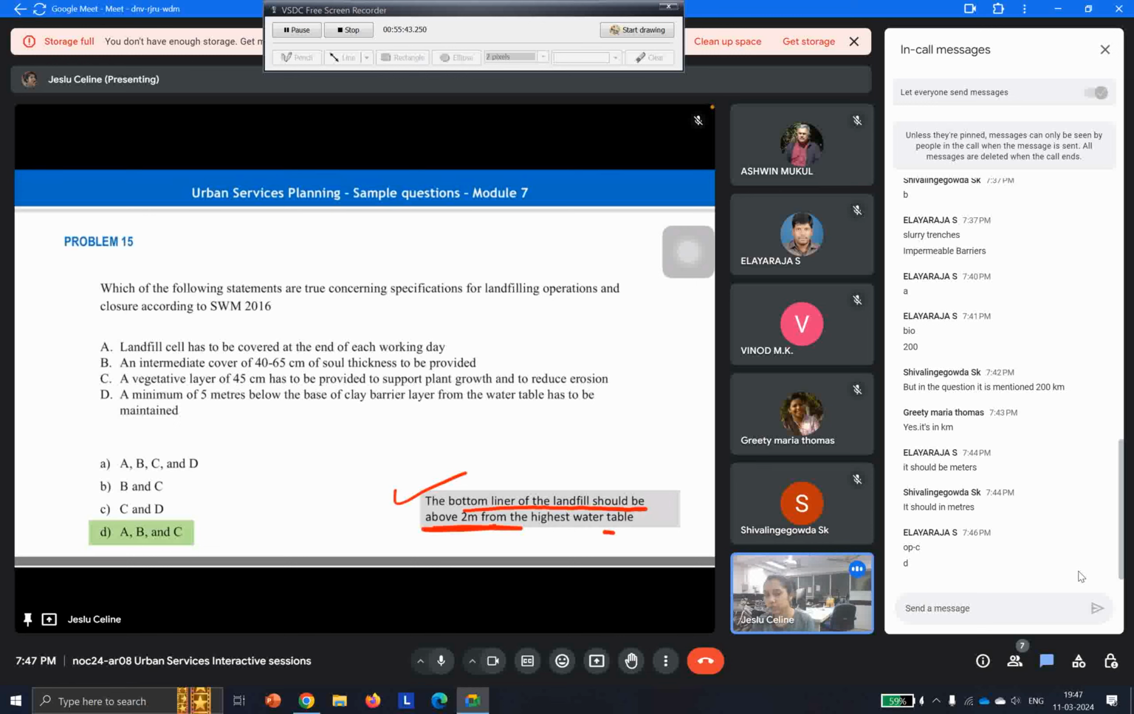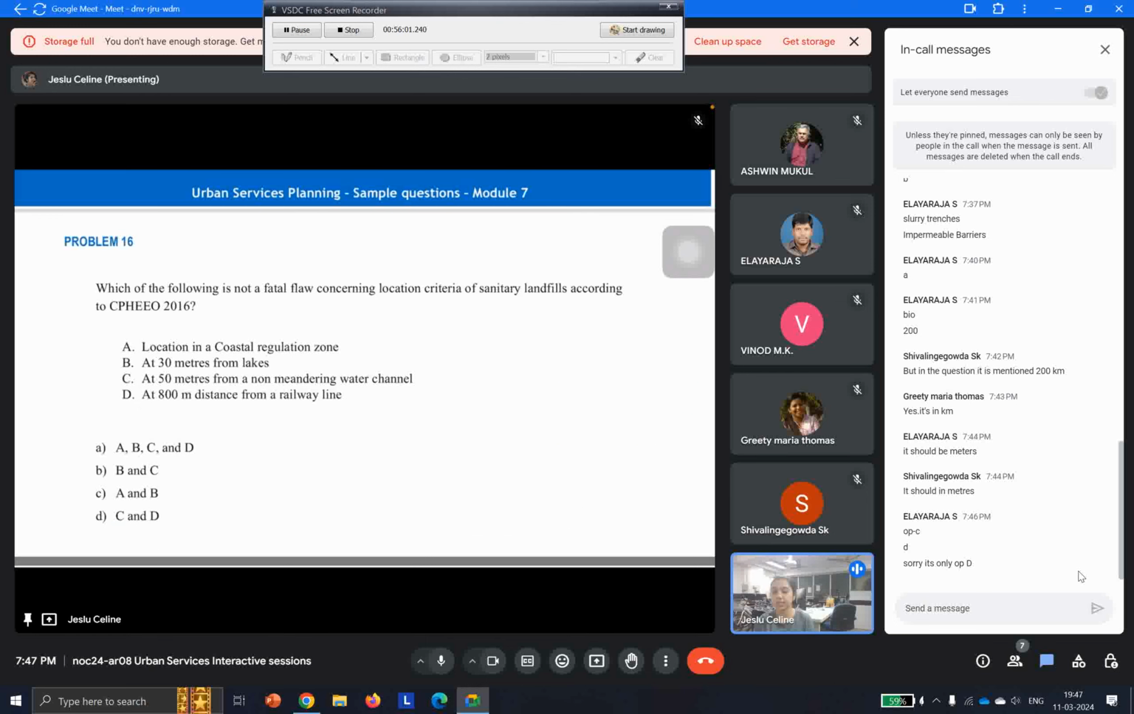Somebody said option C. Option C, vegetative, that is a correct statement. A vegetative layer of 45 centimeter has to be provided for plant growth to reduce soil erosion. We discussed, we have the barrier layer, which is 60, then drainage, which is 15, and the vegetative layer is 45. So it is a correct statement. Right, let's proceed on to the next statement.